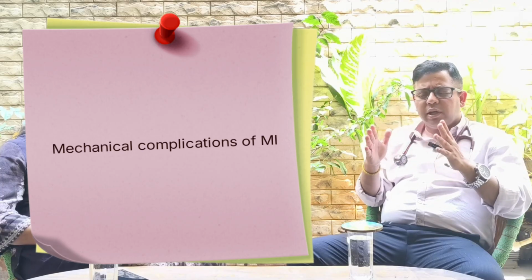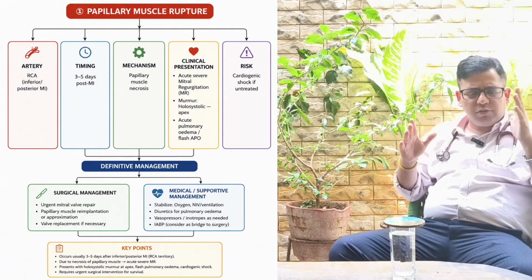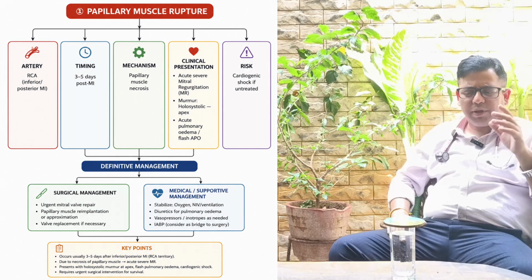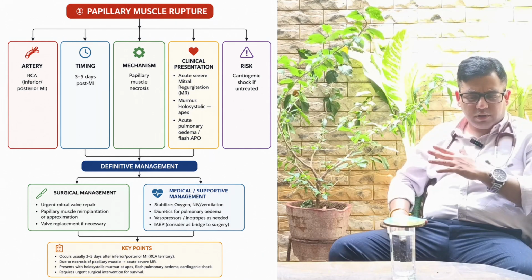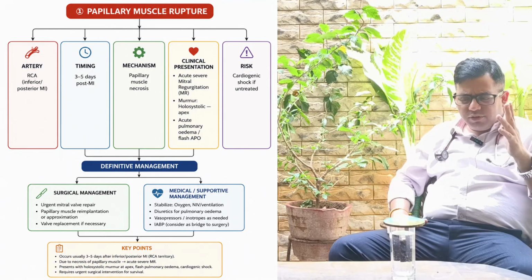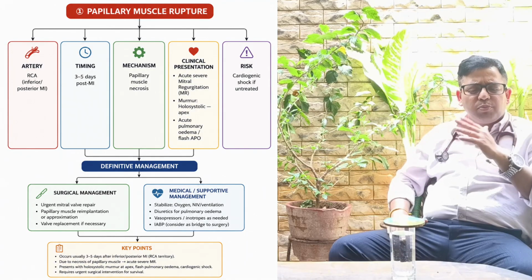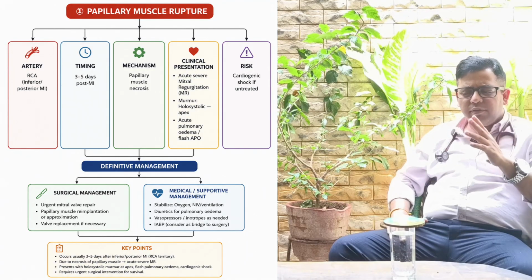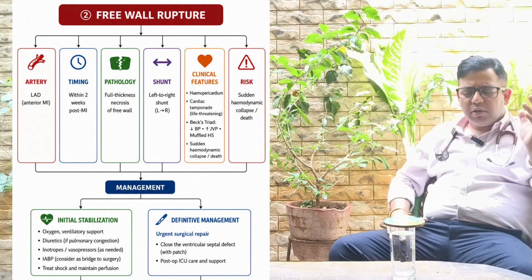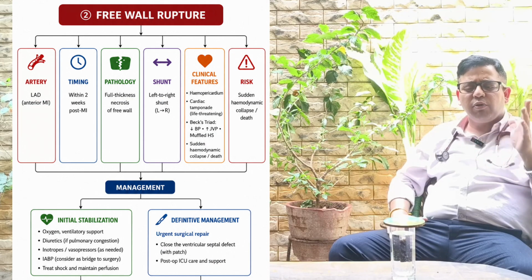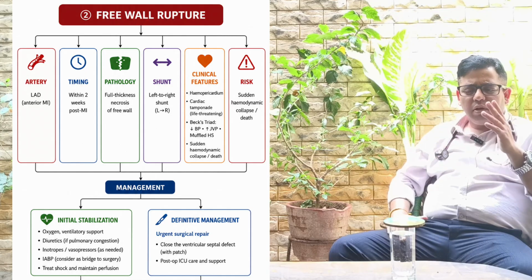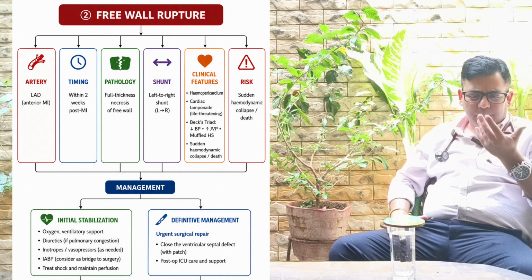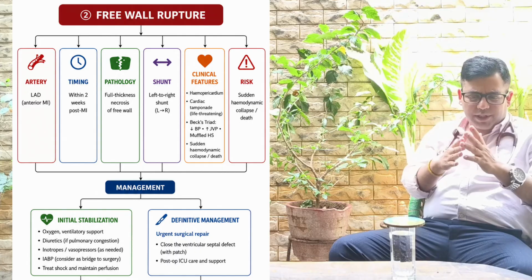Now coming to the mechanical complications of MI. The first mechanical complication of MI is papillary muscle rupture, which happens in RCA infarct, which occurs in 3 to 5 days post MI. And here we can get severe MR. The second complication is free wall rupture, which happens in LAD infarct, within 2 weeks of MI.